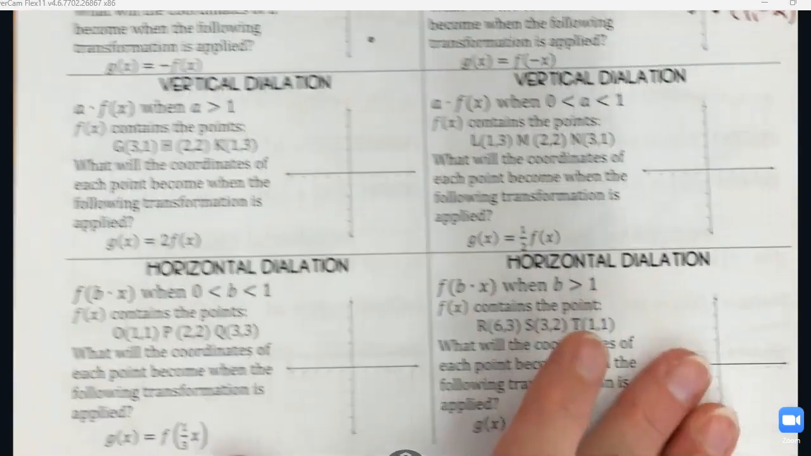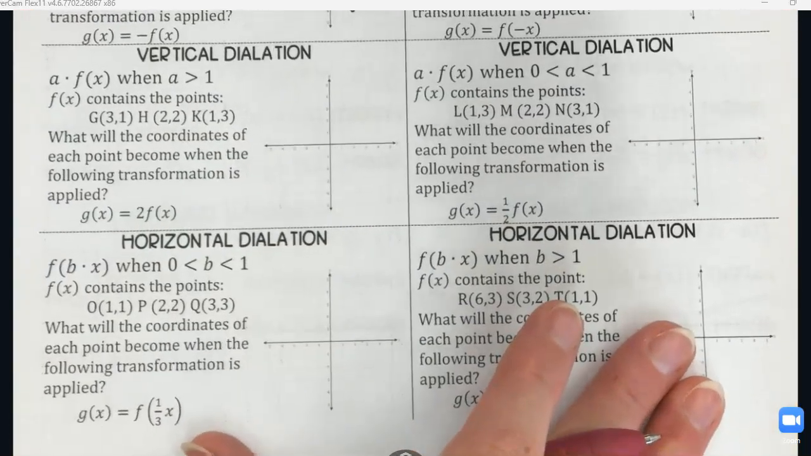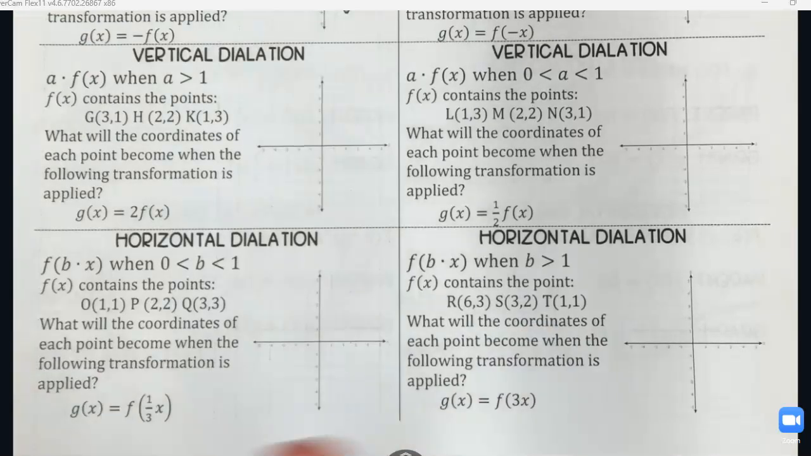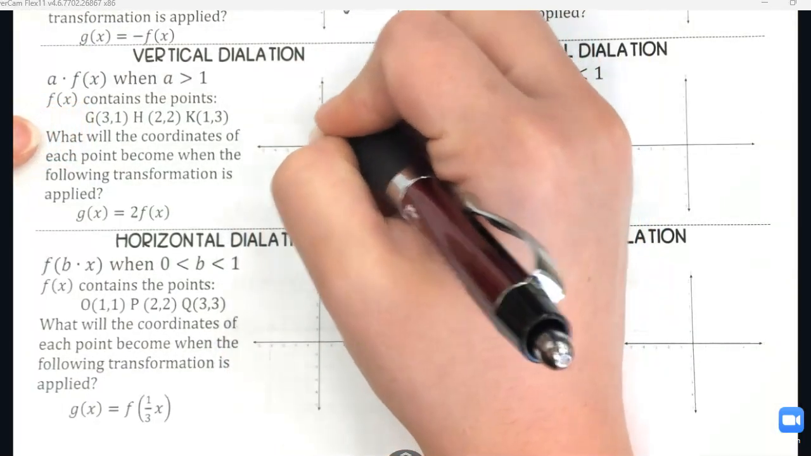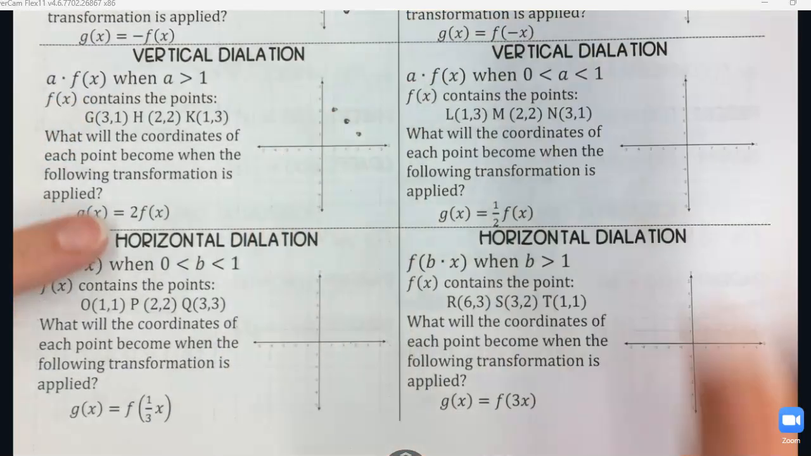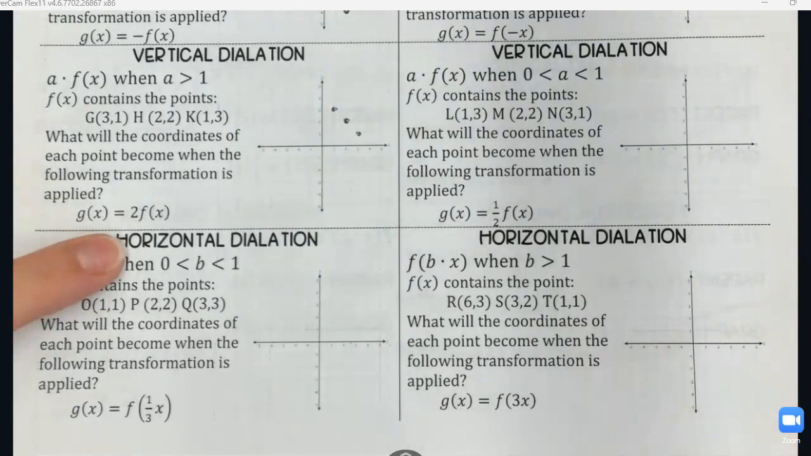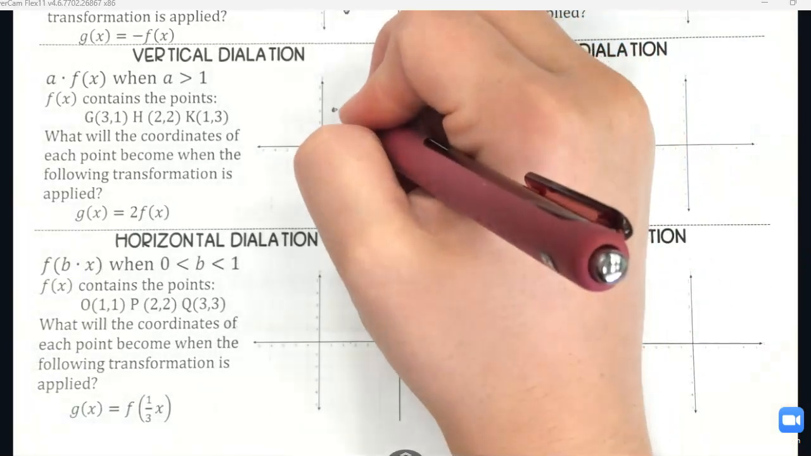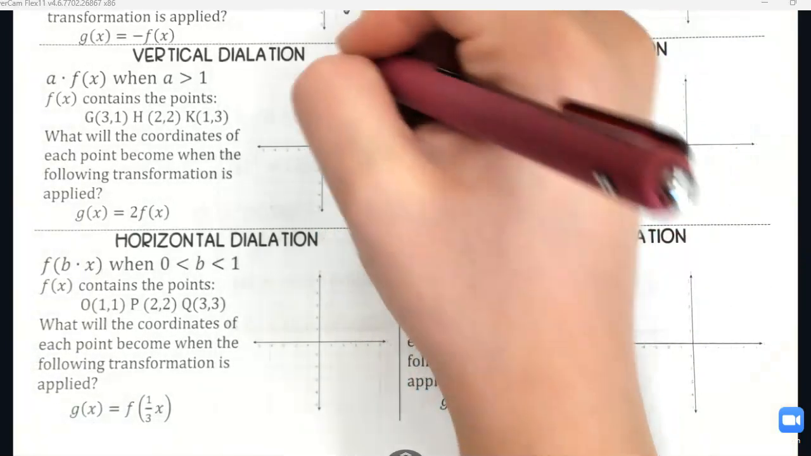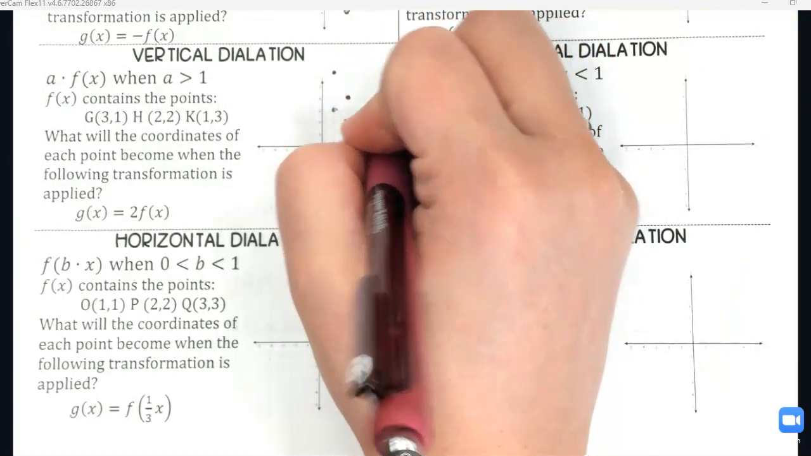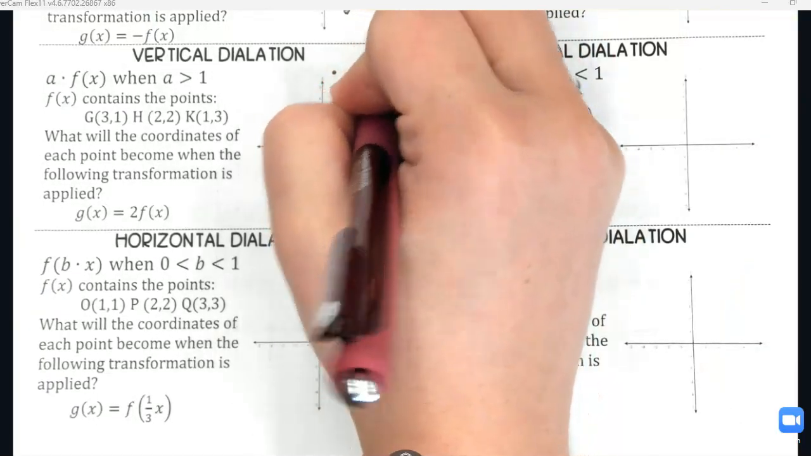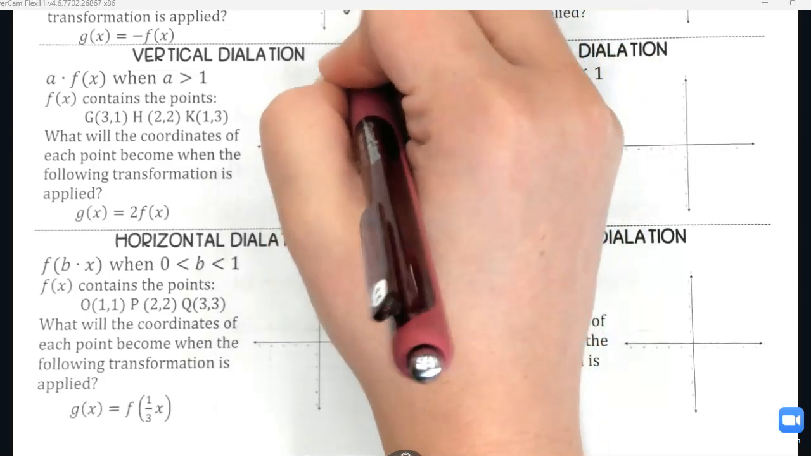For these dilations, we're going to do a couple points so that we can visually see what is changing along the way. But if I have a point at 3, 1, 2, 2, and 1, 3, and I am looking at 2 times f of x, well, that tells me it's going to be a vertical dilation, and so I am going to double each of my y-coordinates. So these new coordinates are each going to be 3, 2, 2, 4, and 1, 6.